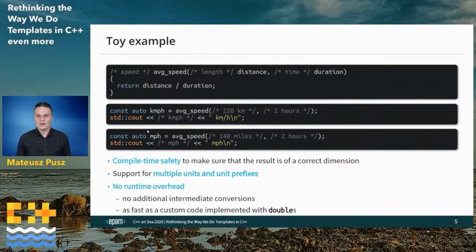And of course, we don't want to have any runtime overhead. So there should be no intermediate conversions, for example, to dimension or quantity base units and back. And the program should perform as fast as if the user wrote it on fundamental types like double, or even faster, because that's actually possible with strong types.